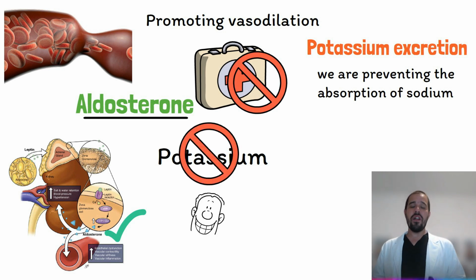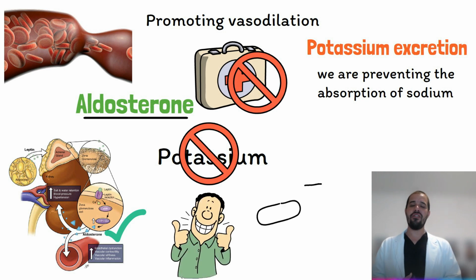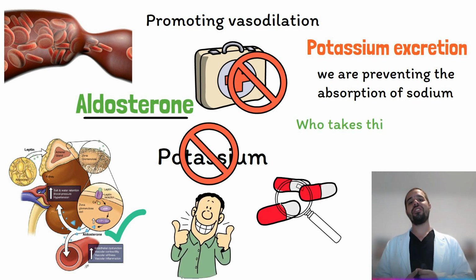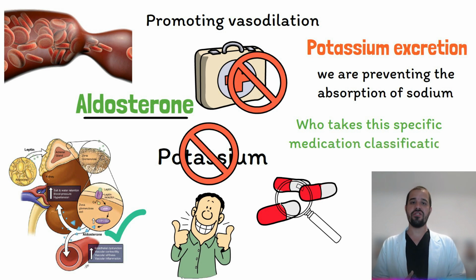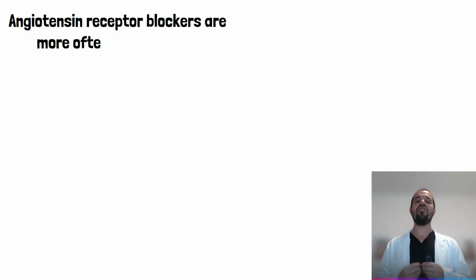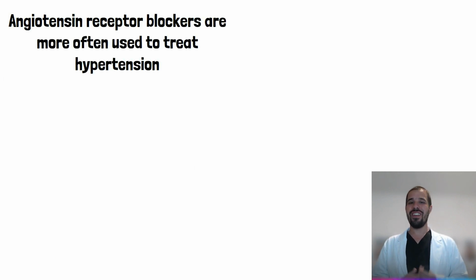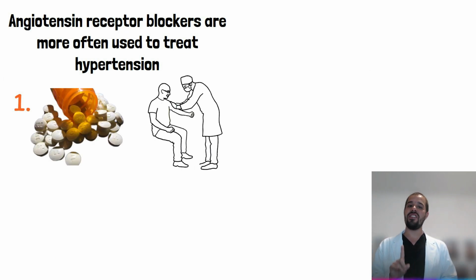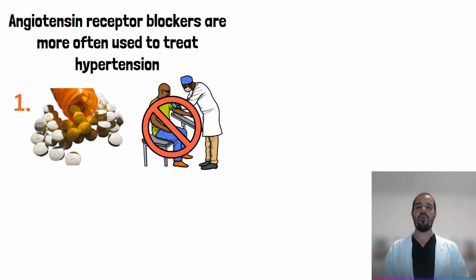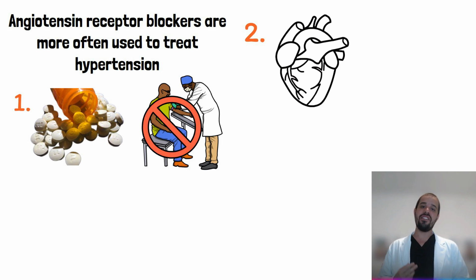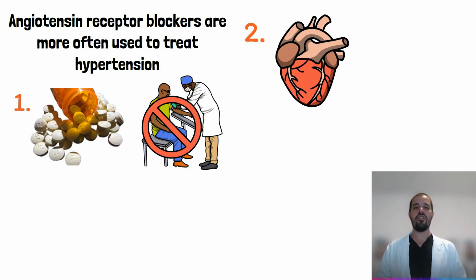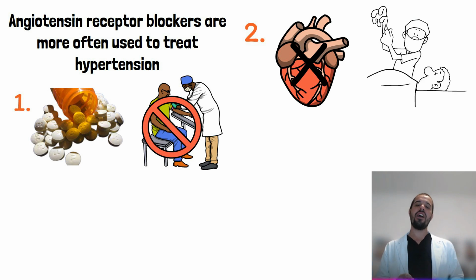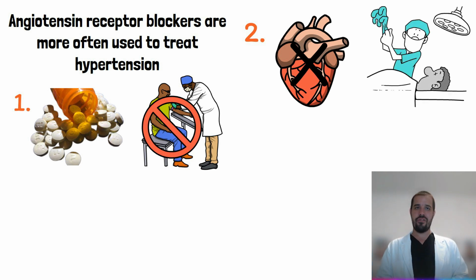Now that we understand what this medication does and how to identify it on an exam, who takes this specific medication classification? Angiotensin receptor blockers are more often used to treat hypertension. It is an anti-hypertensive medication. And I would like to emphasize this is not a first-line treatment for hypertension. This as well is utilized as an adjunctive medication for heart failure. So you're going to see this medication utilized in patients that suffer from heart failure.